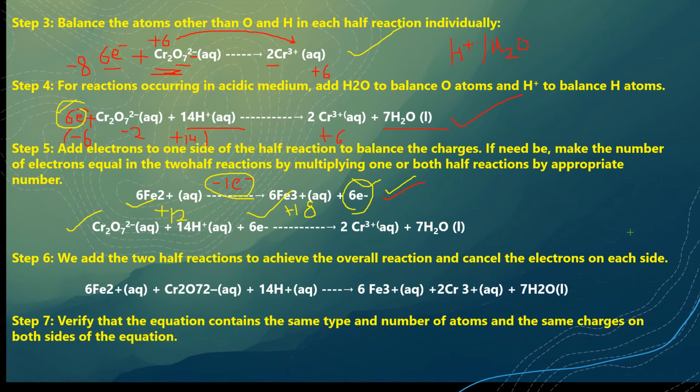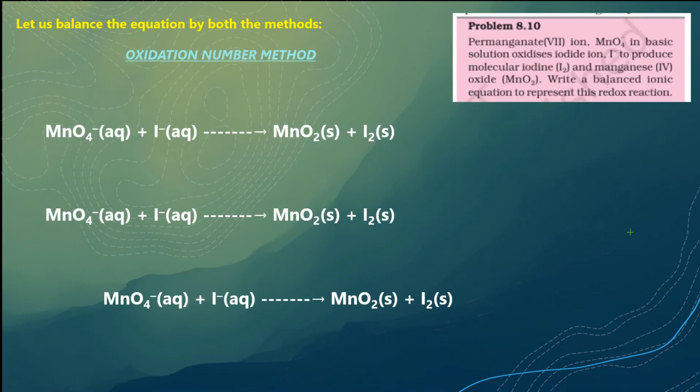Now I will add two equations. When I do so, it's very easy to understand that these 6 electrons will be cancelled by these 6 electrons, and we will get this equation finally. So this is my balanced equation. I have verified using charges, atoms. So this is the perfect balancing that we have done.